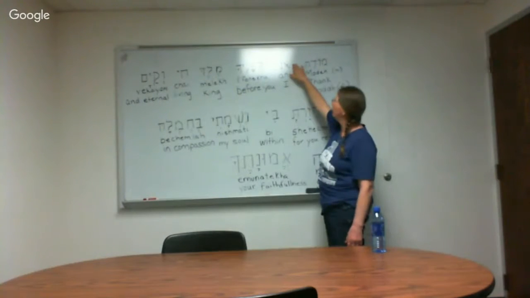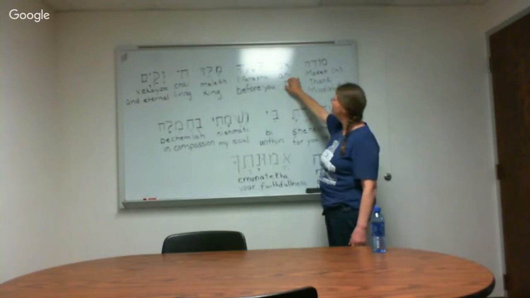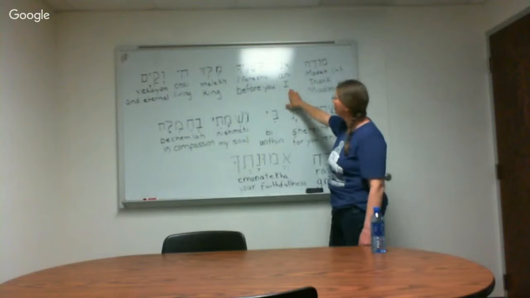Here's the Hebrew letters for Ani, Aleph, Nun, Yod. Ani is the transliteration. I is the English equivalent.